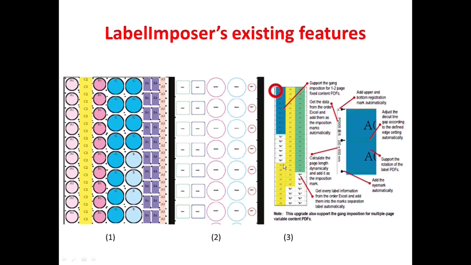And especially for this kind of imposition, we have another very useful feature. That is, we add a summary label at the bottom of each column. You can see how many different labels are in one column. This is very special and very useful.